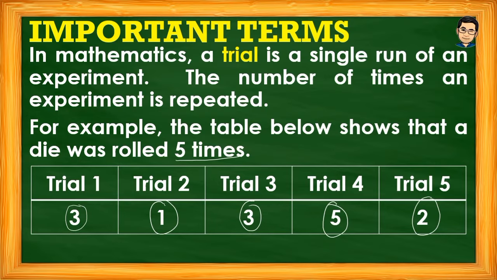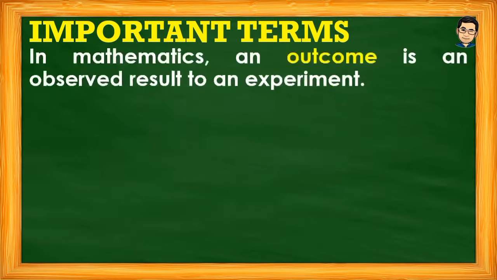3, 1, 3, 5, 2. Okay, so yung mga number or yung mga outcomes na makikita natin sa die, 1, 2, 3, 4, 5, 6. So 1 to 6 po sila. So other than that, wala na po. Another is yung sinabi ko kanina, yung outcome. So in mathematics, an outcome is an observed result of an experiment. Of course, kapag nag-conduct tayo ng experiment, meron tayong outcome na makikita.